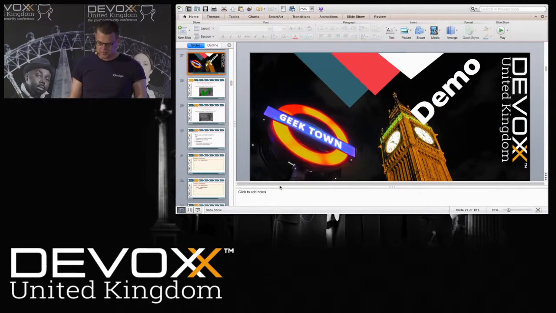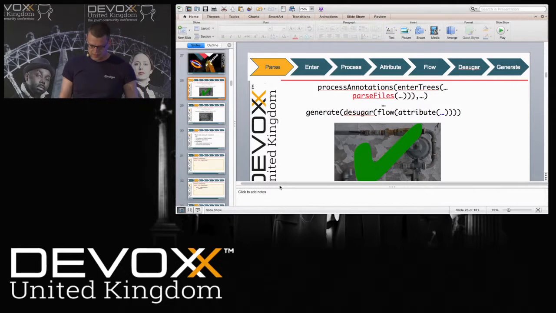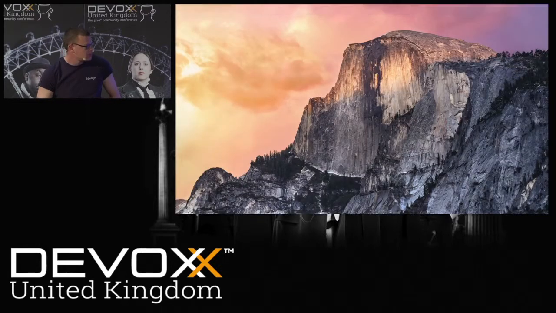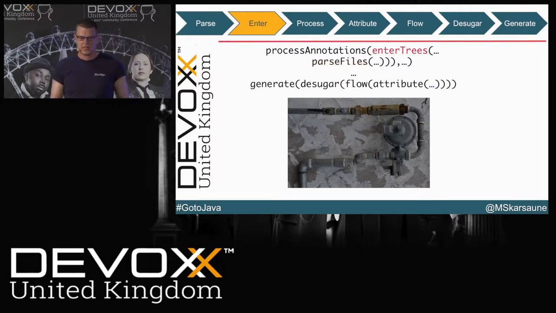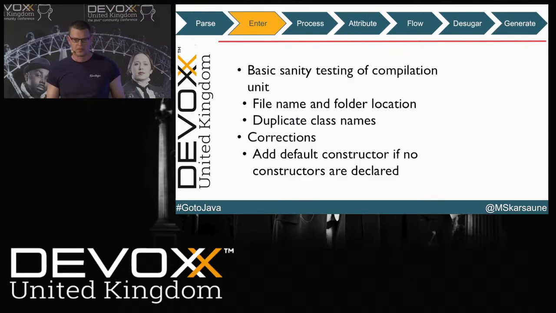So if we come back to the process here, we're pretty much done with the parsing. Let me bring that up in presentation mode. The next phase is called enter trees. That is quite high-level sanity testing of the compilation unit as such. It checks things such as file names and folders for package and class names, and whether the class is already defined.